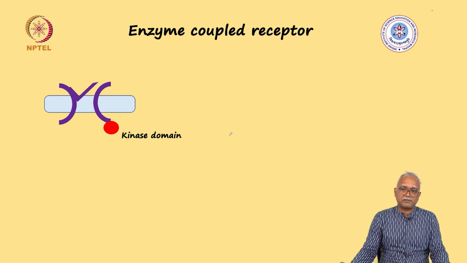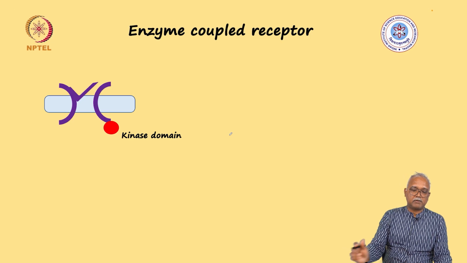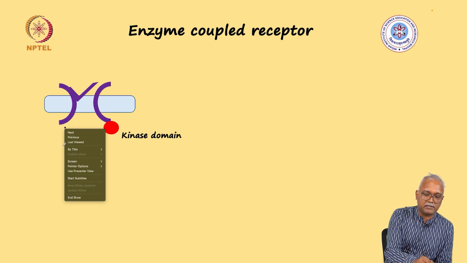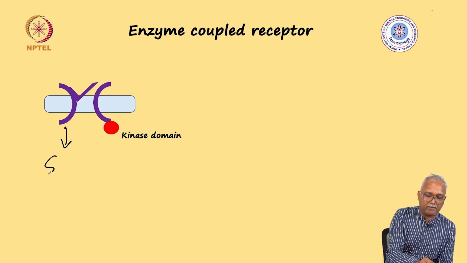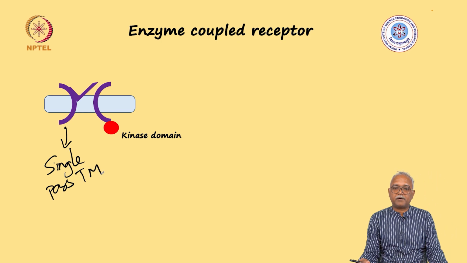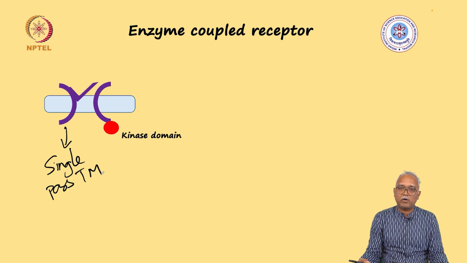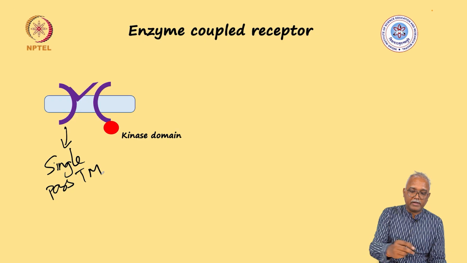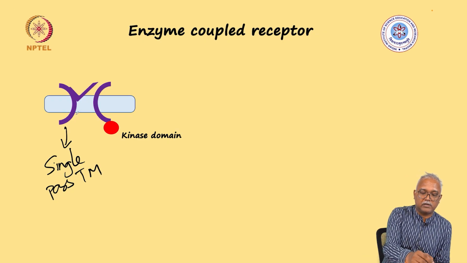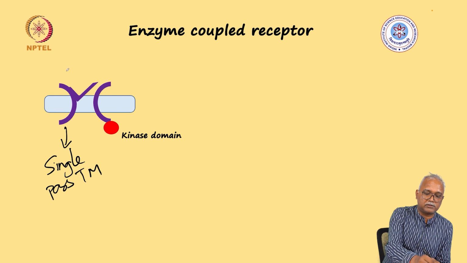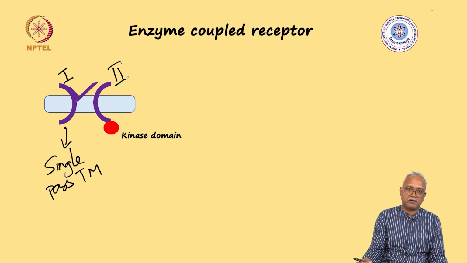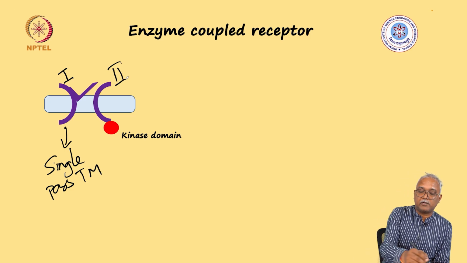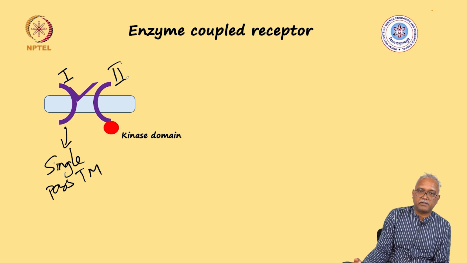What are these enzyme coupled receptors? So here you can see that the receptor is present, and these are mostly of single pass transmembrane type receptor. Here these receptors could be either homodimers or heterodimers. Looking at the structure, you can suggest that in this scenario this is a heterodimeric situation. This is, one can say, type 1 receptor, and this you can say type 2 receptor. Also you can say that it could eventually be a homodimeric molecule, right?